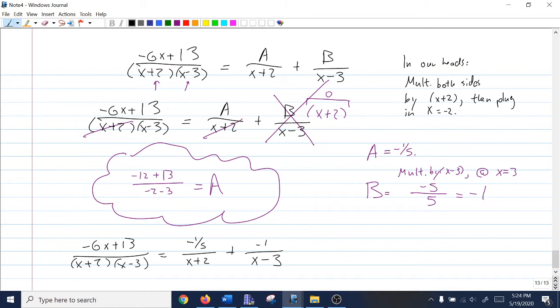A is 1 over negative 5. That feels right. B is, cover that up, plug in 3. I get a 5 on bottom. Negative 18 plus 13 is negative 5 on top. B is negative 1. Well, something's wrong.